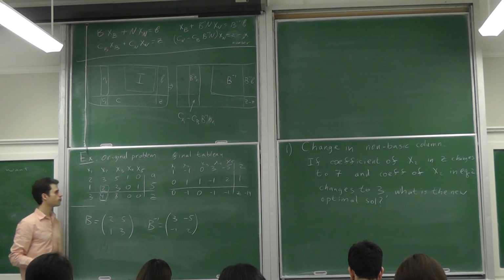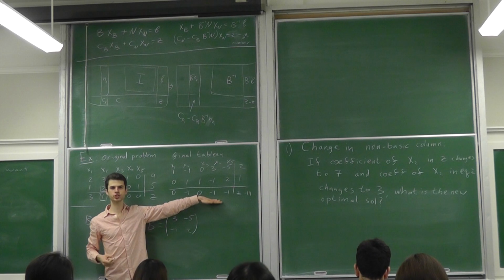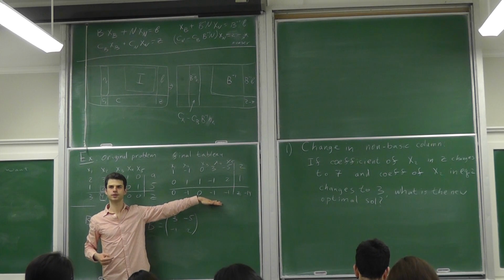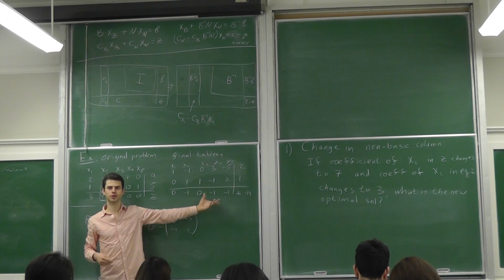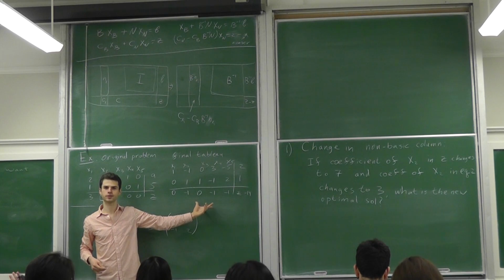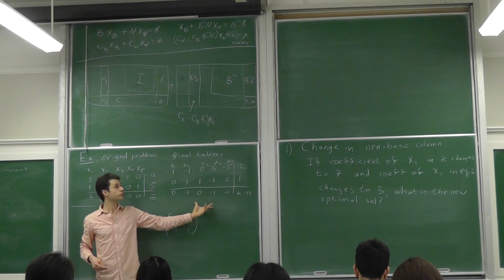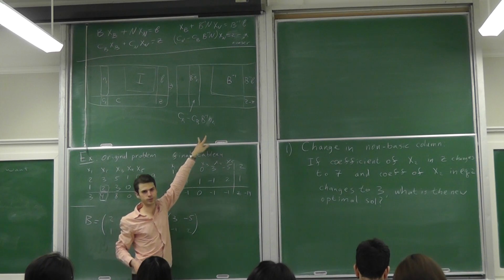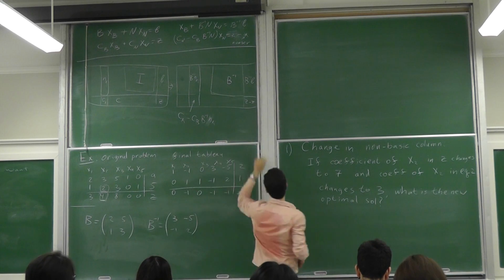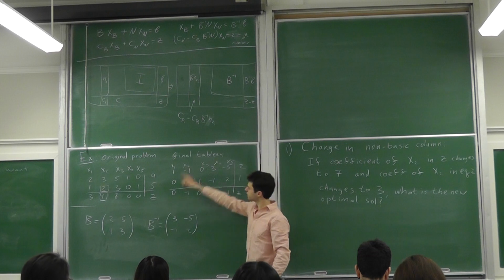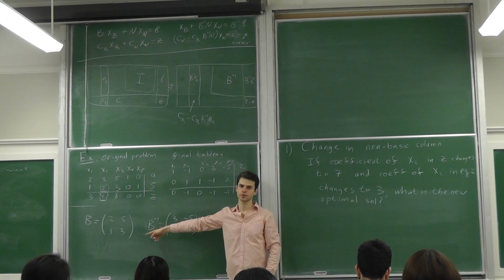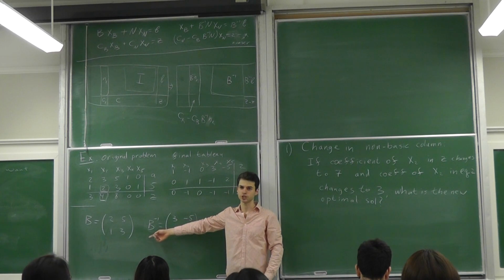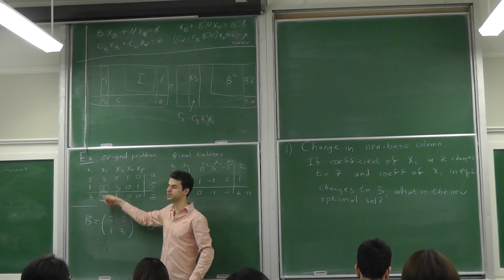What parts of the final table will change and what won't? So what numbers do I expect to become different? For this we'll have to look at this picture. So what will be different? Well, of course not everything. We changed coefficients of non-basic variables.